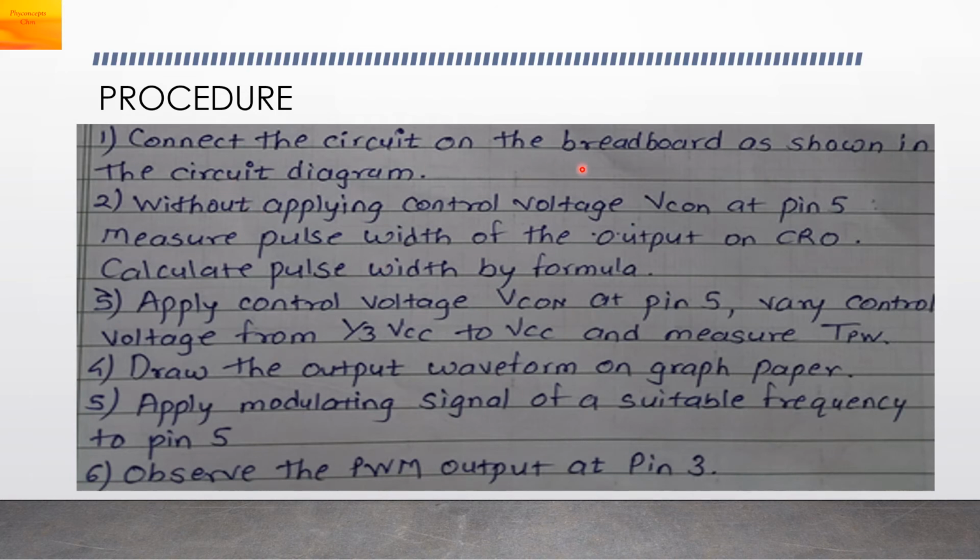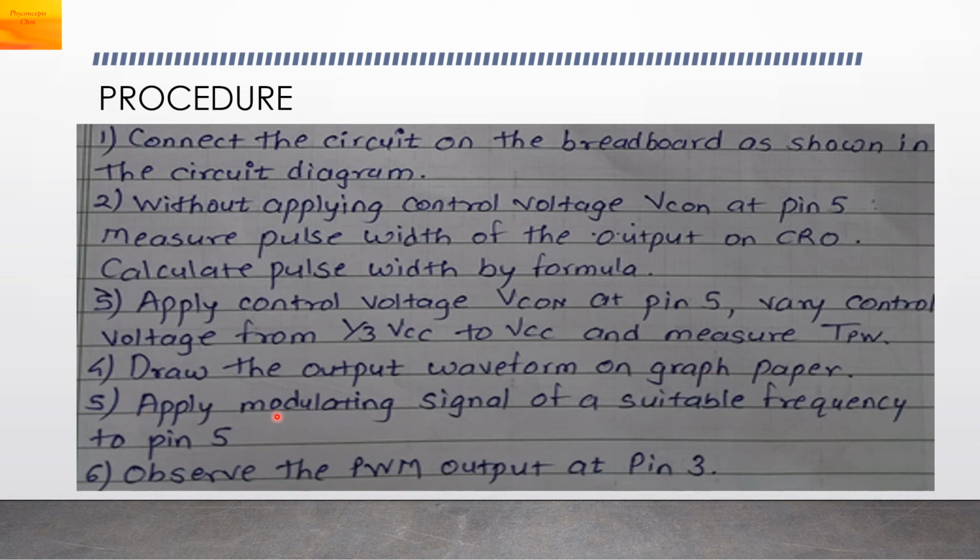So connect the circuit on the breadboard as shown in the figure without applying any control voltage V con. At pin 3, measure the pulse width of the output, that is the first part, and you can calculate the pulse width using the formula also. Then in the second part, we apply a control voltage V con at pin 5 and vary the control voltage from 1/3 of VCC to VCC and measure the pulse width. Draw the output waveform on the graph paper.